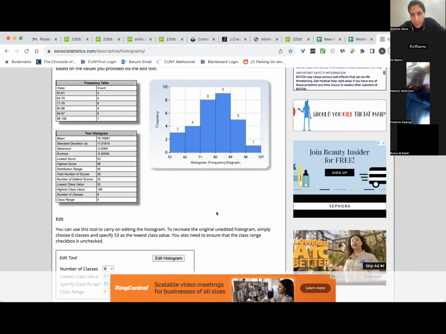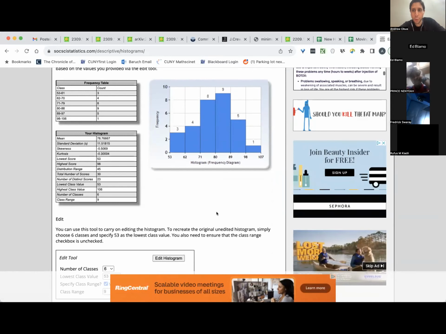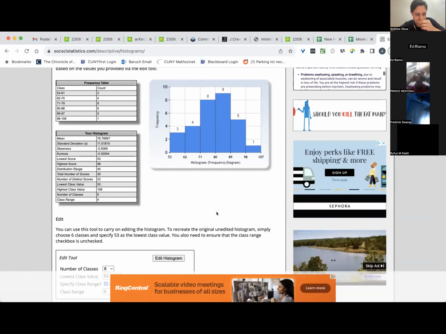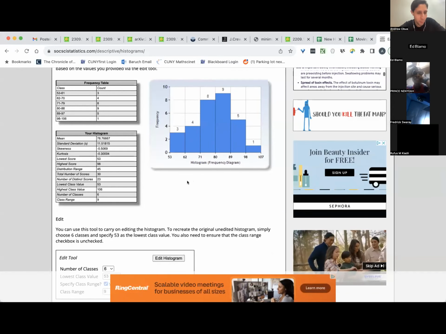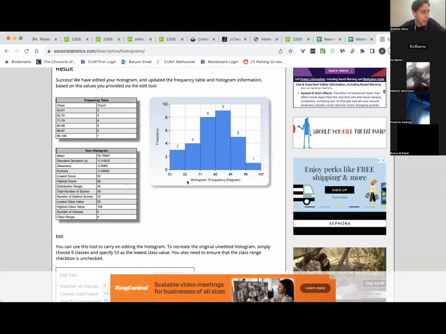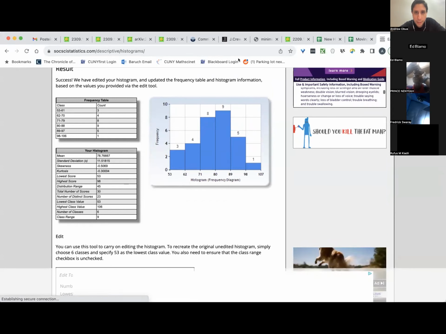Now, Excel is a little bit harder, but it's also a little bit more powerful. There's more that you can do with it. So I think it's worth teaching how to do this in Excel. It's worth it to probably reserve a lot of time to do that. So maybe the next time we meet, we'll spend a good amount of time doing Excel.